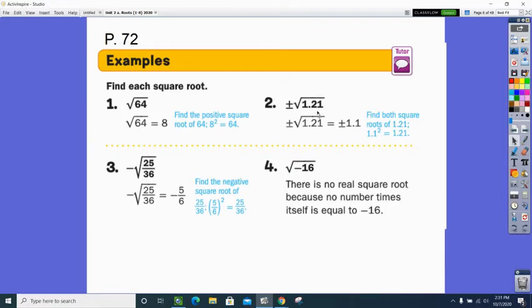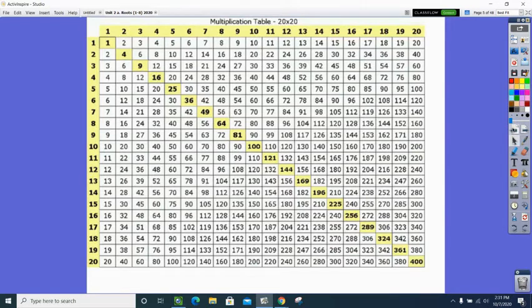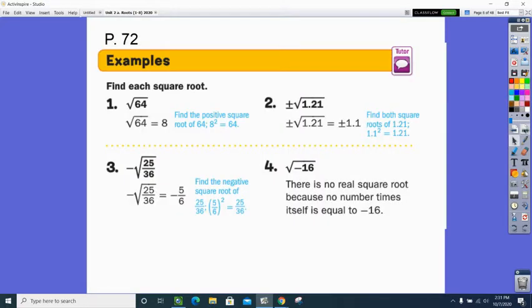Now look over here. Wait a minute, Mrs. Woodruff. 1.21 is not on the perfect square trail, but 121 is. So the square root of 121 would have been 11, but we kind of stuck a decimal in there. Is it possible without a calculator, we could figure that out? And the answer is yes.